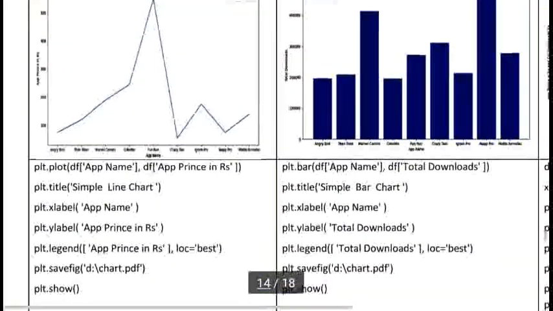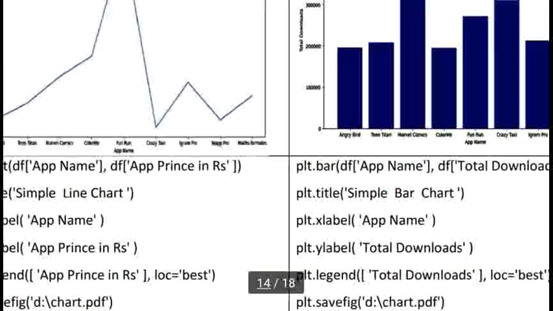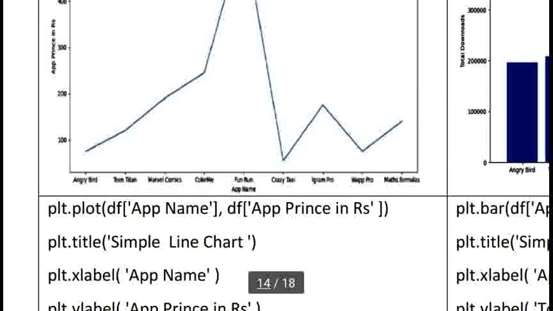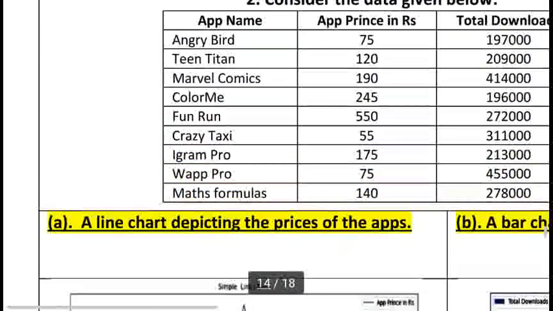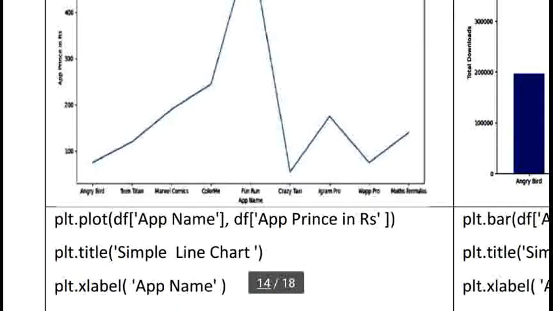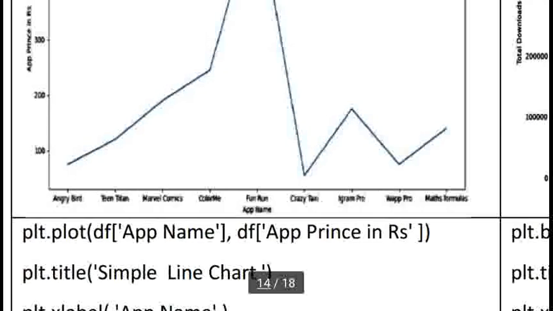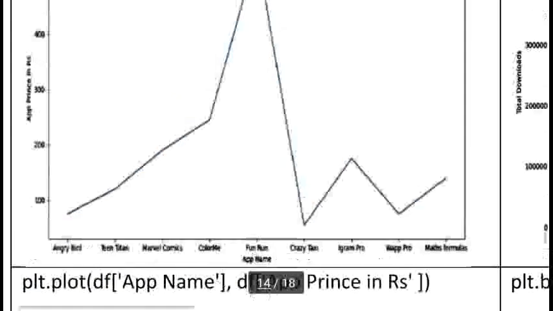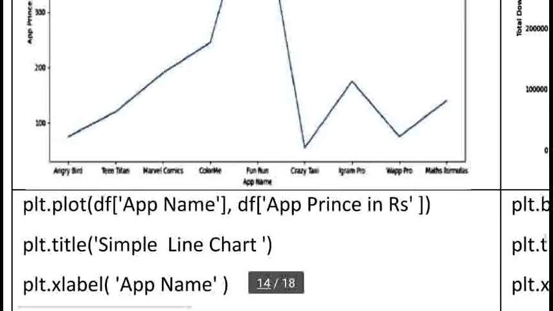Now data is available. Now I have to convert it into a line chart. So simply we are using, but which column? Only two columns I am selecting: application name and price. So simply on the x axis we put the df app name column, and on the y axis df app price in rupees.